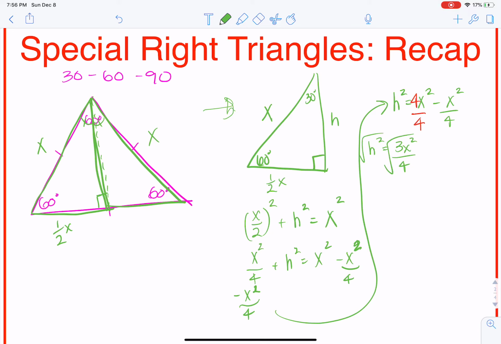And I'll go ahead and take the square root of both sides. So h is equal to the square root of 3x squared over the square root of 4. So h is equal to x times the square root of 3 all over 2. So here, instead of writing h, I can write x times the square root of 3 all over 2. So this is just a nice brief recap of where these special right triangles, where these ratios come from.